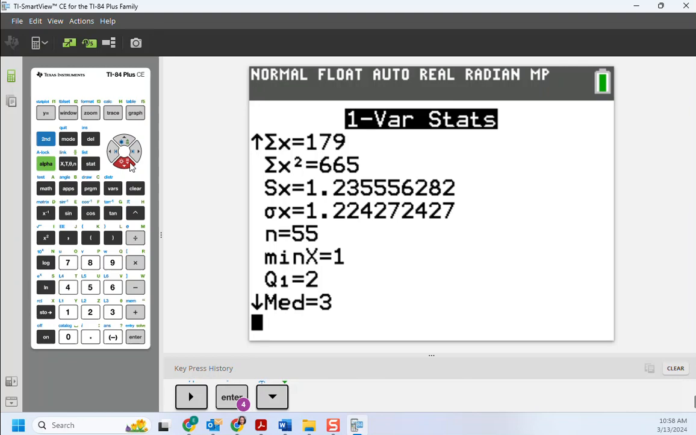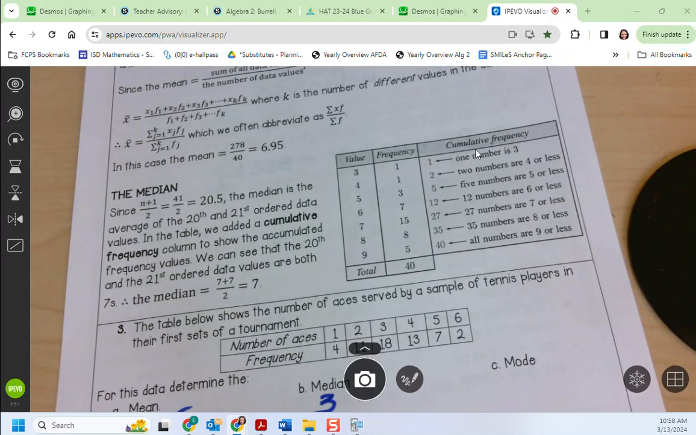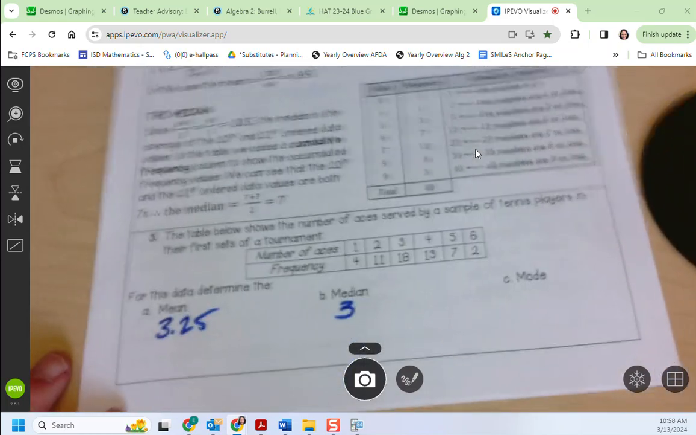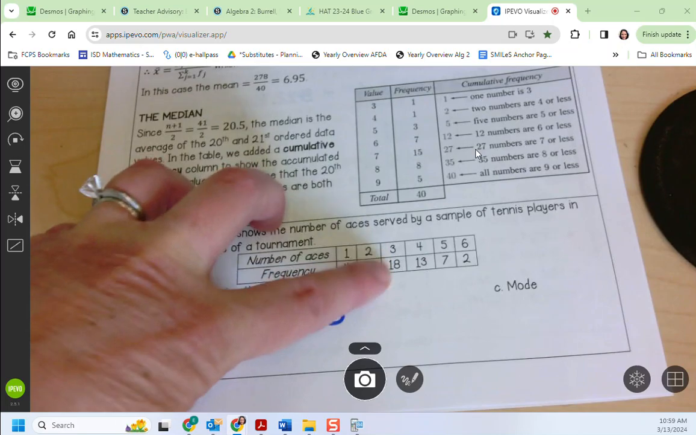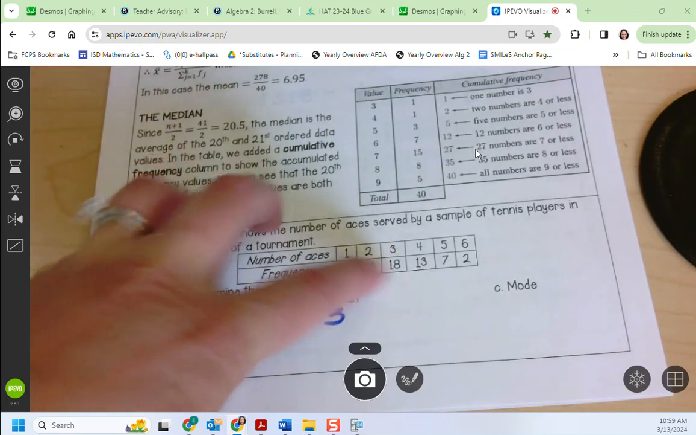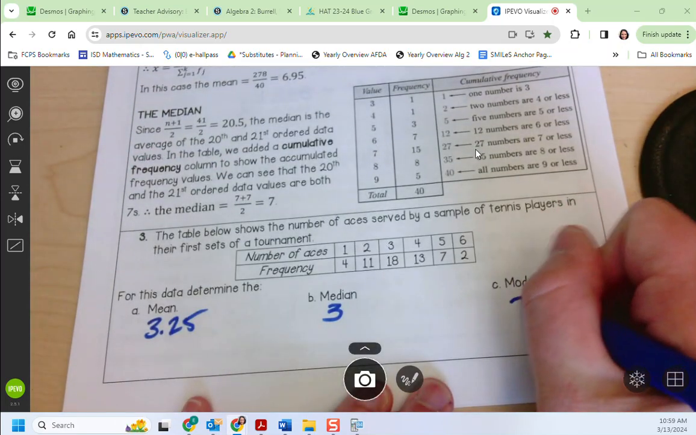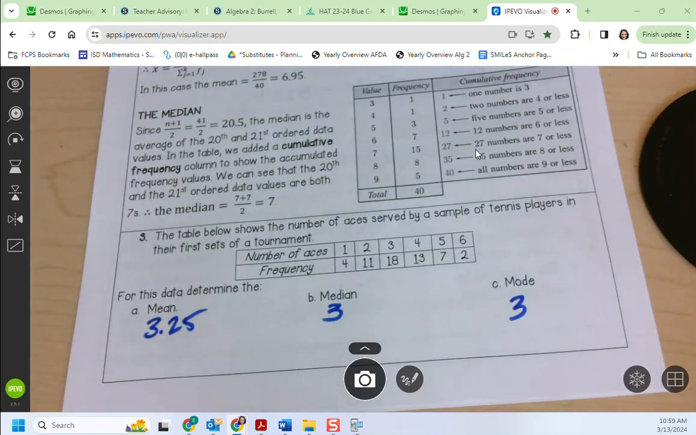3.25 and 3. And then let's find the mode. So looking at this, the 1 happens 4 times, the 2 happens 11 times, the 3 happens 18 times, and that's the biggest frequency. That means that 3 is my mode. Did you guys get that? 3 is the mode? Okay. All right, next page, grouped data.